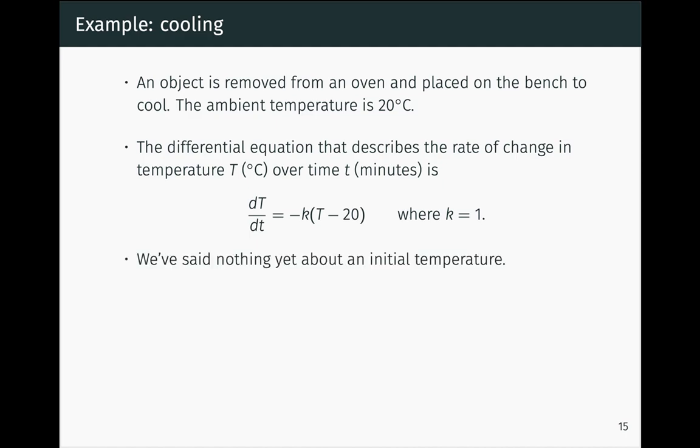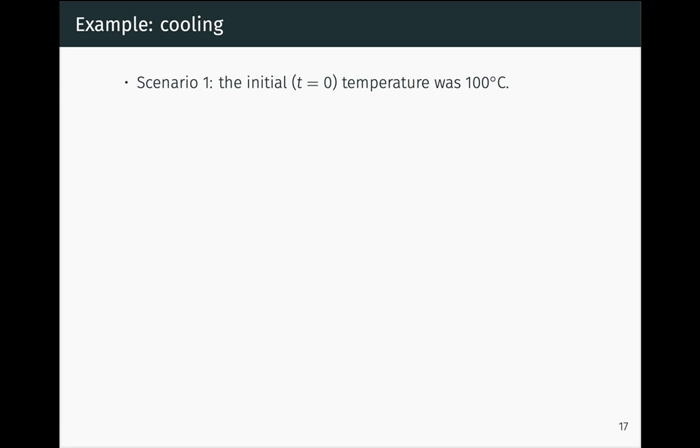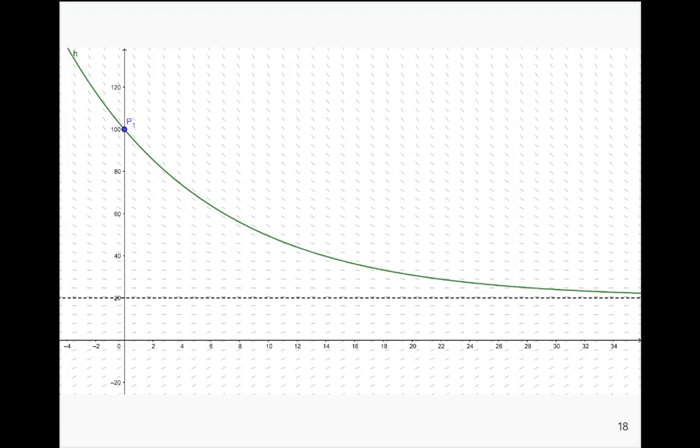We've said nothing yet about an initial temperature. From the information we have so far, we can get a slope field. The dotted line just shows the ambient temperature, and the slope field indicators are all flat there. We have temperature on the vertical axis and time on the horizontal axis, but nothing to do with this was about time. Now we get some more information. The initial temperature was 100 degrees, and there we go. We've got an initial value, so we can get a solution curve.